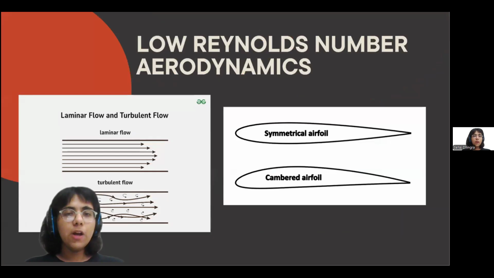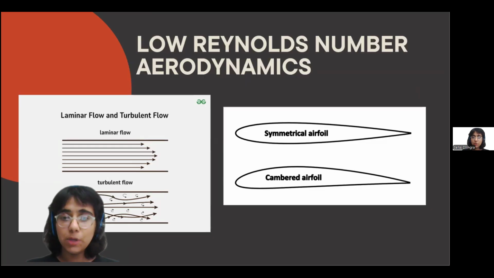Right. So moving on to the low Reynolds number aerodynamics. One of the most unusual aspects of micro air vehicle flight is their behavior at low Reynolds numbers. Low Reynolds number aerodynamics means that air behaves differently than it does for big planes. At these scales, smooth airflow called laminar flow separates easily from the wing surface, creating something called a laminar separation bubble. This bubble reduces lift and increases drag, making the flight less efficient.